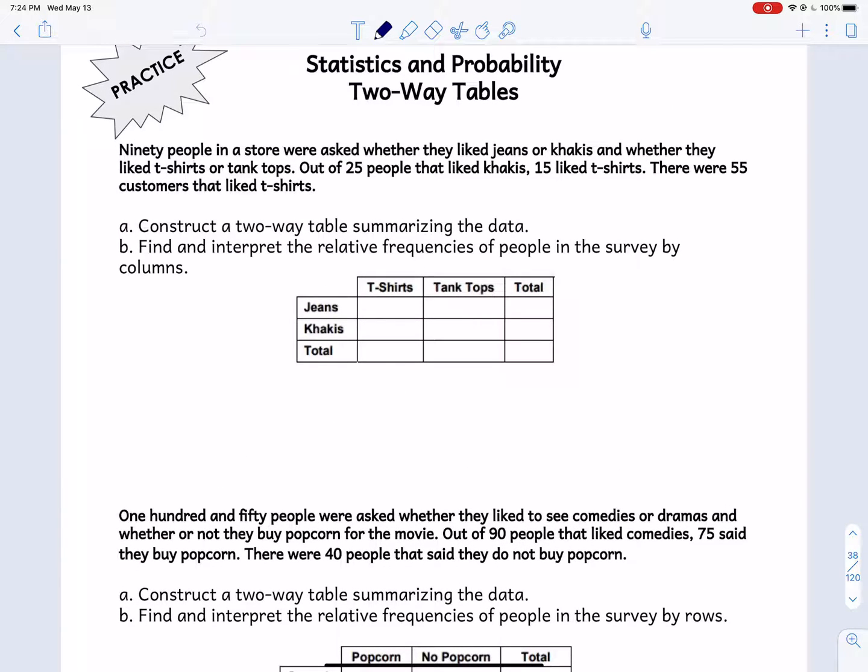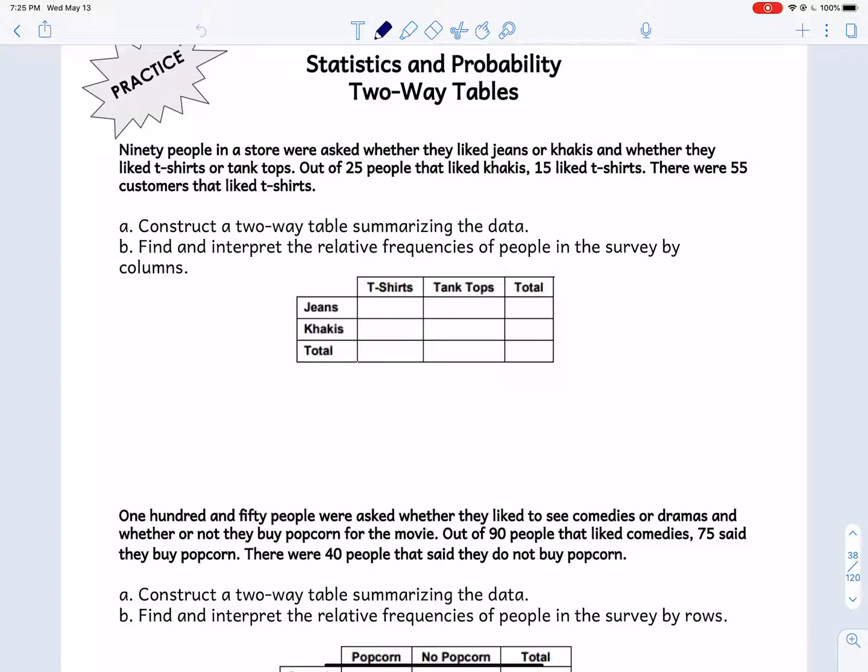So again, these you have to read carefully because there's a lot of information, and depending on the order in which it's listed will determine where it goes in the table. So it says 90 people in a store were asked whether they liked jeans or khakis and whether they liked t-shirts or tank tops. So they were asked two questions. Their pants preference and then their top preference. And they were given two choices of each. And it says some information about the results.